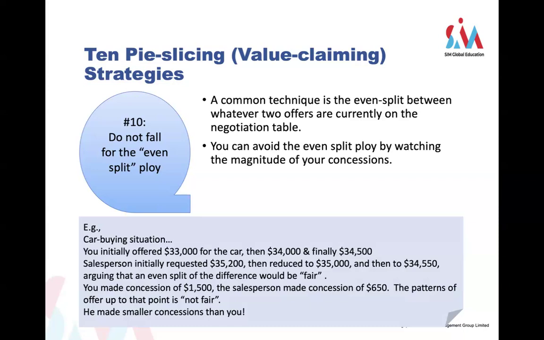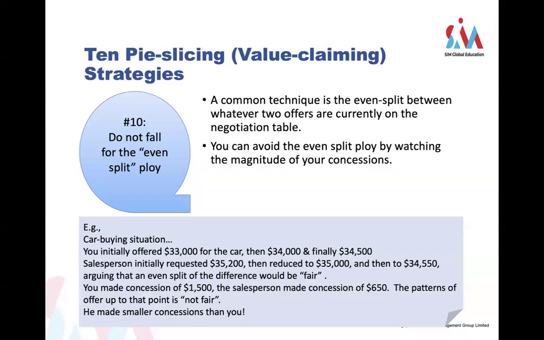even when you come very close to reaching an agreement and the other person says, okay, let's meet at the middle ground. I give in, you give in, let's close the deal. However, right from the start, it is already not fair because you made a much bigger concession of $1,500 compared to the concession that he made, only $650. So this brings us back to our earlier strategy, whereby the magnitude of your concession should not be greater than the other person's. If the other person is only giving a 2% concession, you should not make a concession of more than 2%. Okay, so in this scenario, it is already not fair to you right from the start.